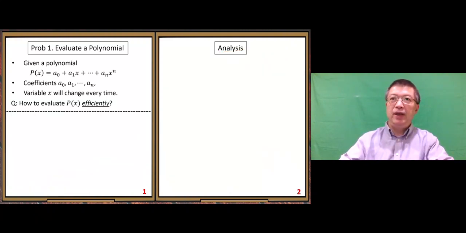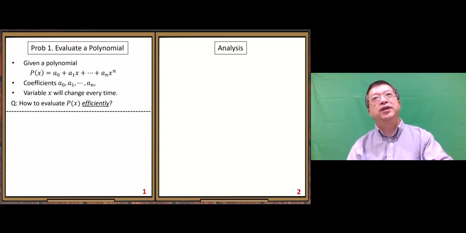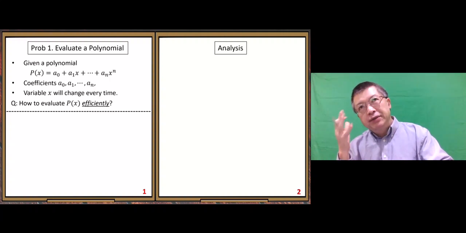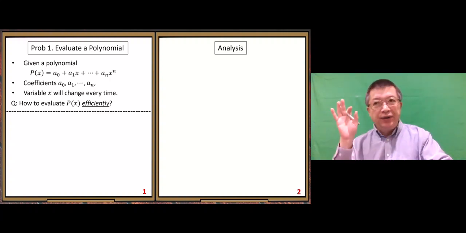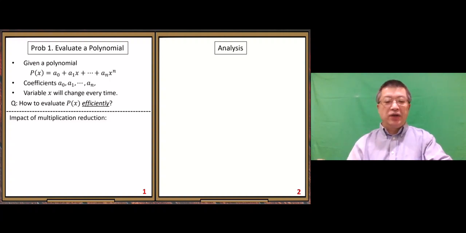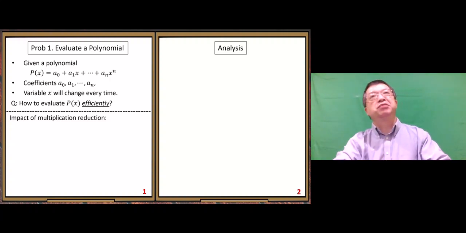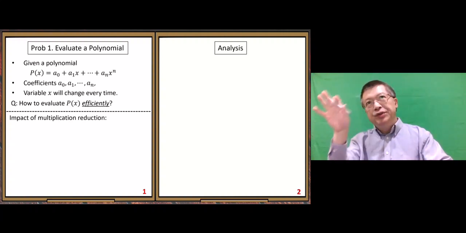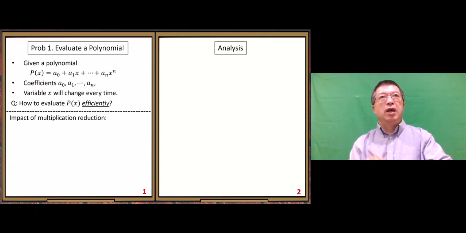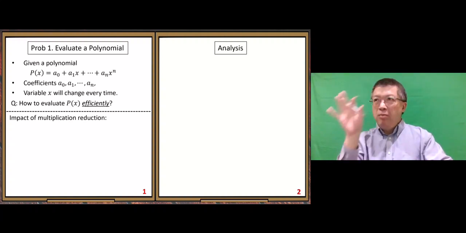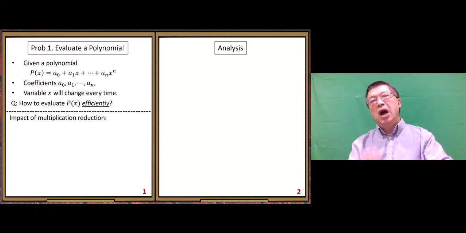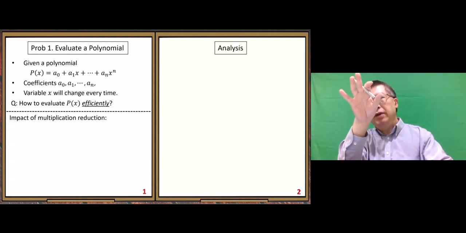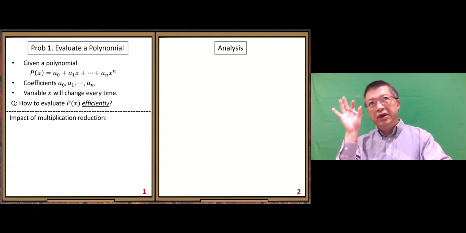All right. We will do that. In order to see that concrete visualization, let's look at the impact of the multiplication reduction. For this particular problem, we have two different algorithms. How big is the improvement? How big is the impact of the improvement? So let's look at that question in this slide.